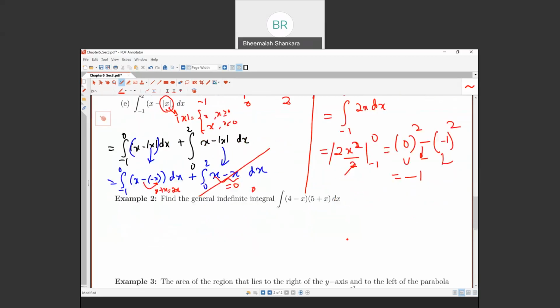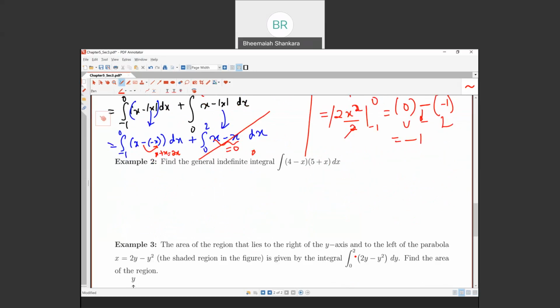The next one, find the general indefinite integral. As soon as you see this general antiderivative or general indefinite integral, it means your answer will have a plus c. And you also see that you are not given any limits here. It's not given, so you cannot find the c if it's not given. So first, let me multiply them out.